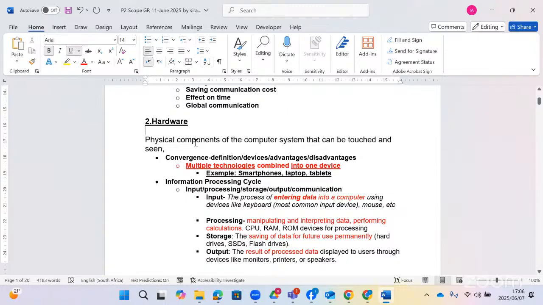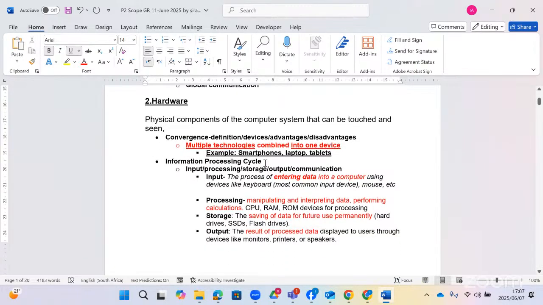Now, hardware, we have what we call the information processing cycle, the different hardware for every stage. Now, when I talk about the information processing cycle, which is IPC, that is the stages that the computer undergoes to convert data into information. And basically, we have about 5 stages.